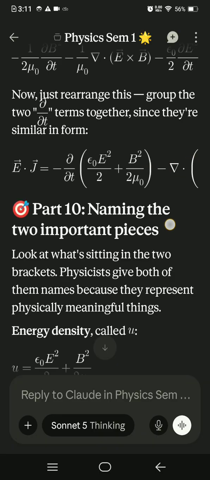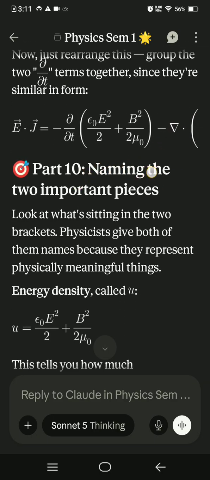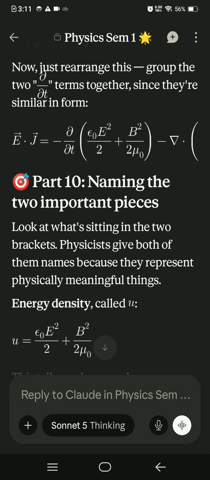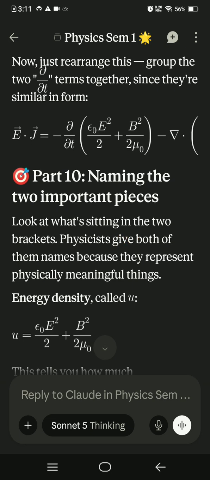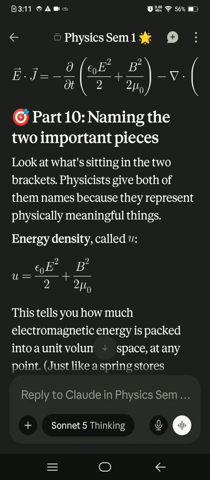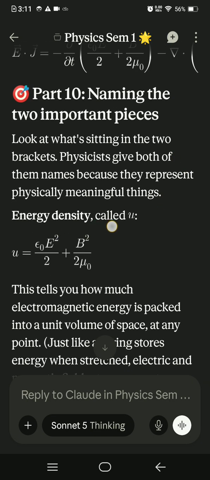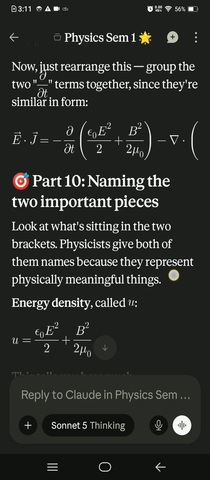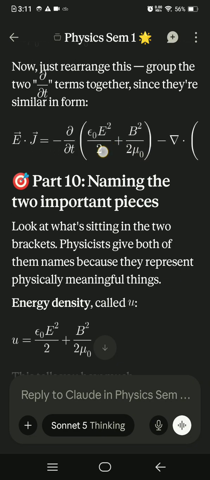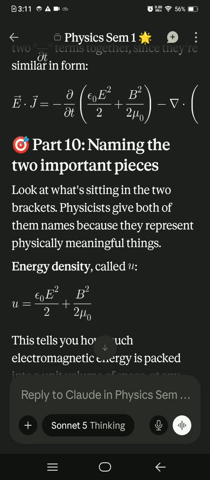Naming the two important pieces. Now we have our equation and we're going to name the pieces. Look at what's sitting in the two brackets. Physicists give both of them names because they represent physically meaningful things. Energy density, called U. So this part is called U, this entire thing: epsilon naught E squared upon 2 and B squared upon 2 mu naught.